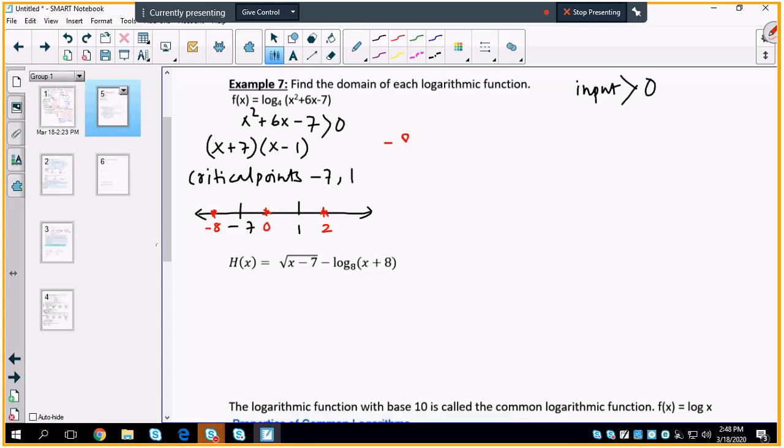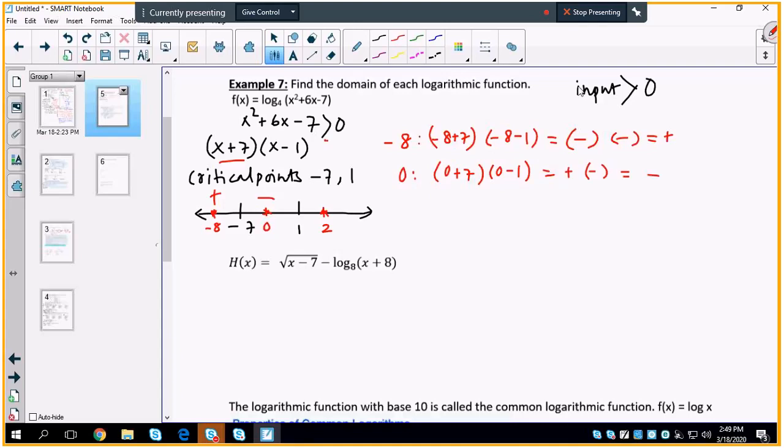What happens at -8? Well, -8 plus 7, I'm using the factors, and -8 minus 1, both of them are negative quantities. So when I multiply them, I get positive. And remember, I wanted positive as my sign. For 0, you get 0 plus 7 times 0 minus 1. The first one is positive, the second one is negative, the total sign is negative. I don't want that. The last testing point is 2, and I get 2 plus 7 times 2 minus 1. Both of them are positive, hence I get positive, and I want it.